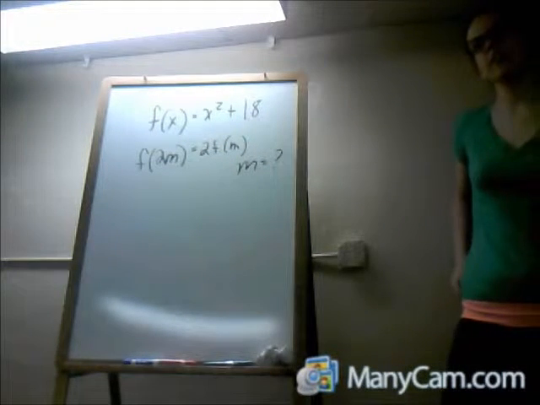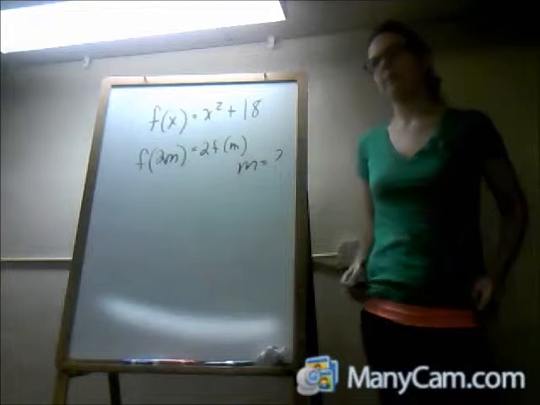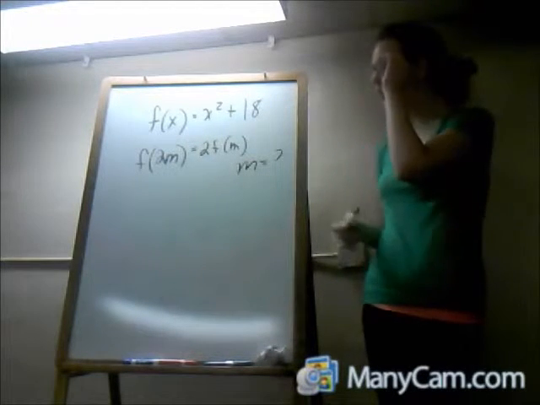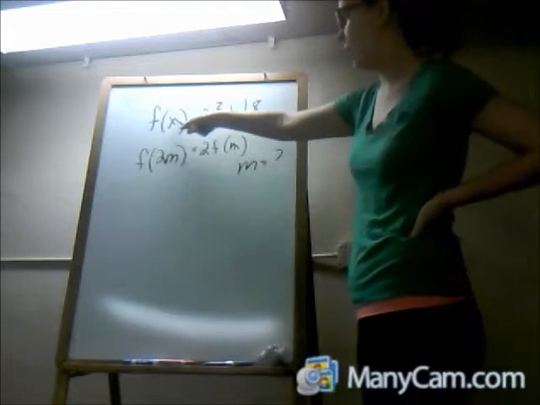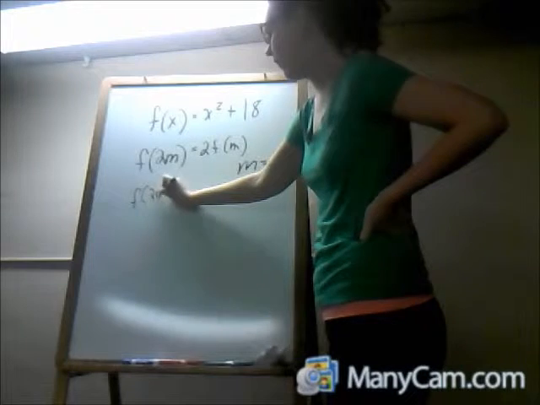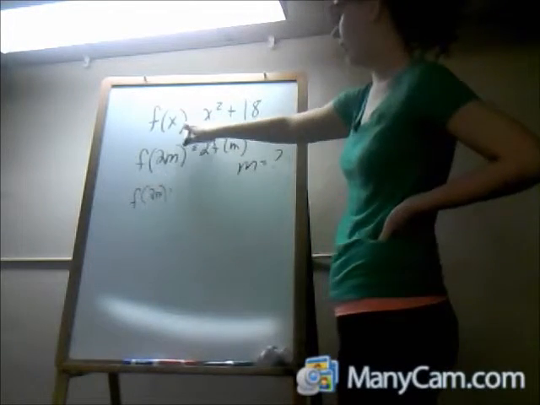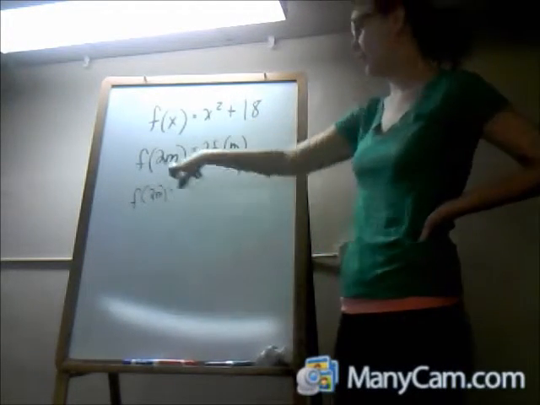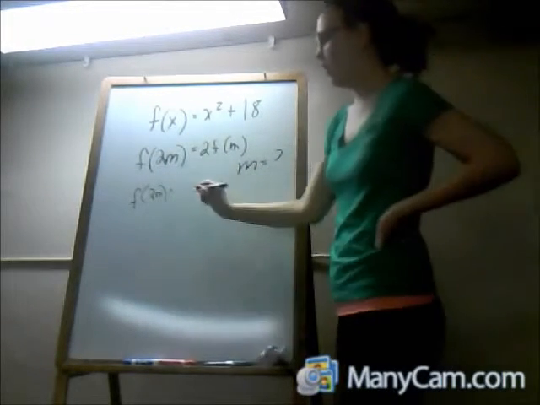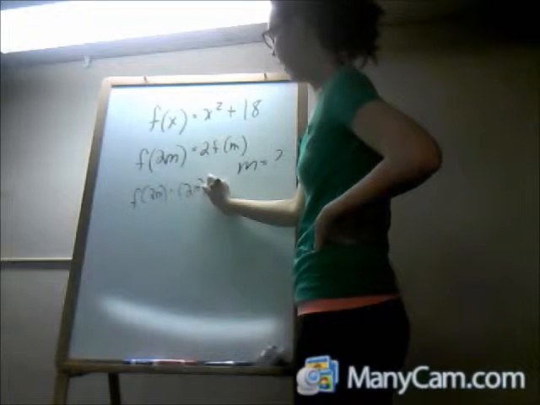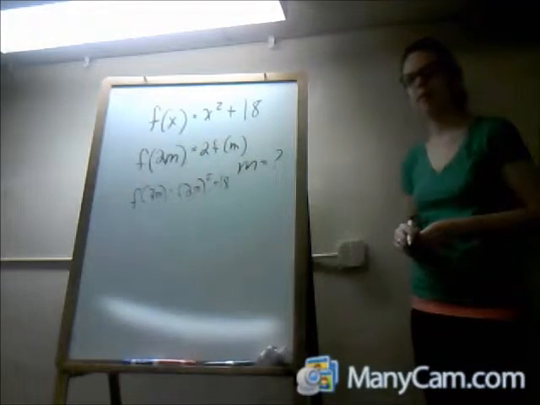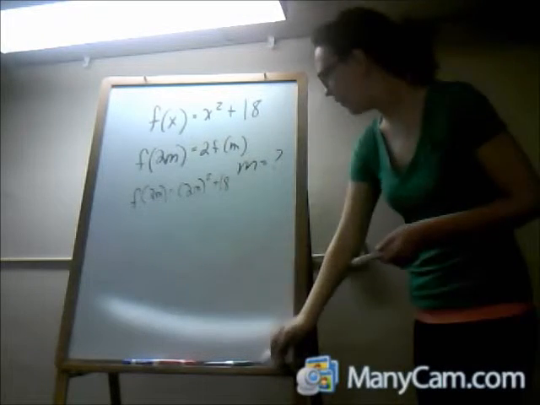So what would be your first inclination with this problem? x equals 2m? Yeah, putting in 2m for x. So finding f of 2m. Because f of x equals x squared plus 18, if f of 2m, we're just going to put 2m wherever x is. So that's going to be 2m squared plus 18.